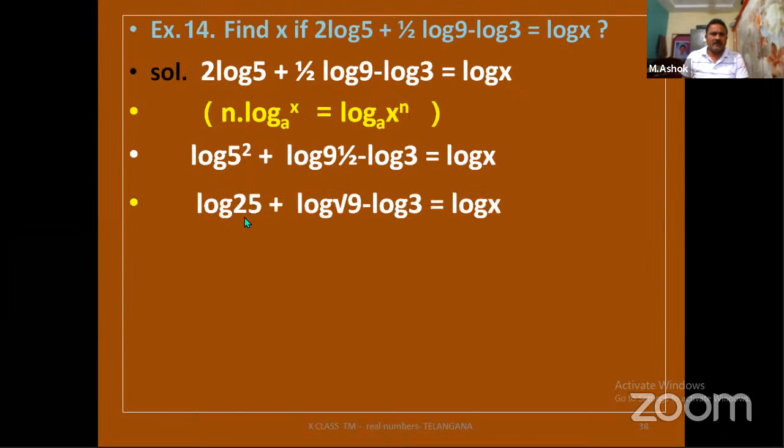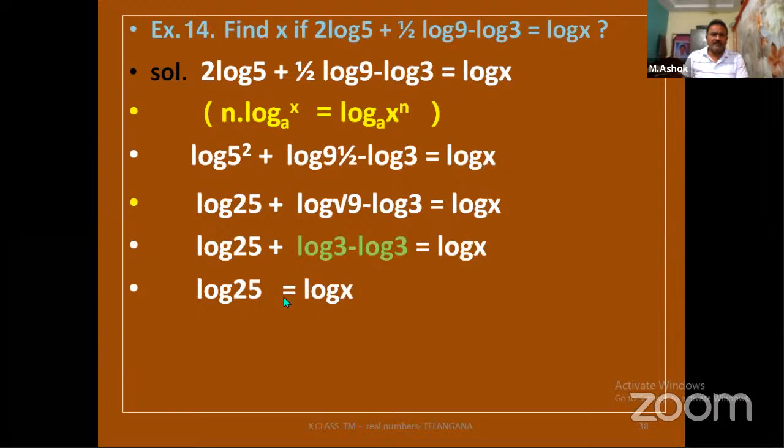What is log 5 square? Log 25. 9 to the power of 1 by 2 means square root of 9. Keep log 3 the same. So log 25 plus log root 9, which means log 3. Already there is log 3 here, so these two will get cancelled. So log 25 is equal to log x, which implies x value is 25. Nothing new. You have to apply the main 3 formulas suitably whenever we require. Based on that, do the primary calculations and you will get the value of x. Okay. In this way, you have to solve this sum.